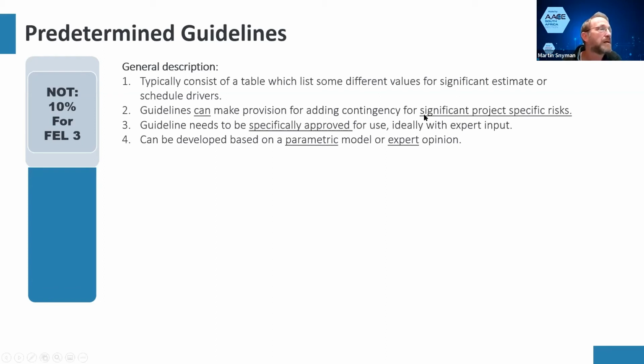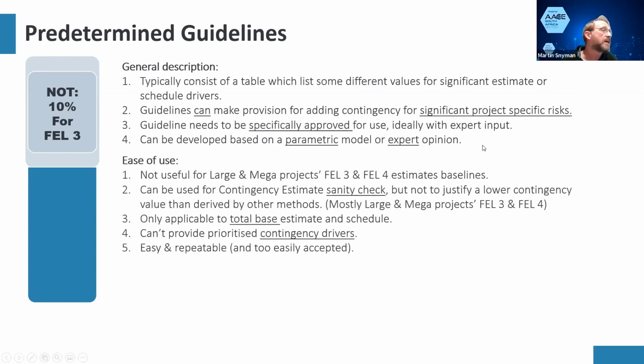They can make provision for contingency for specific risk, but then you've got to add them as a table and say, if you have geotechnical conditions, we'd like you to add 1%. And that's typically what needs to be there. They can be developed by using a parametric model and expert opinion.